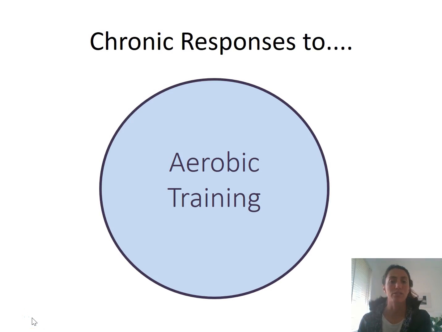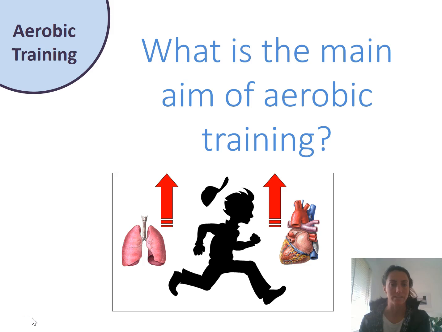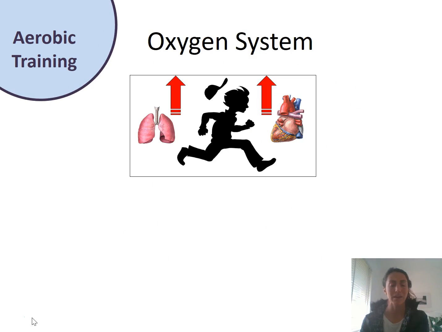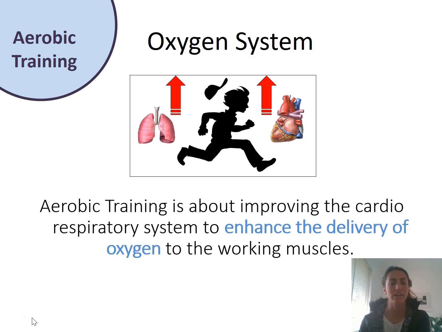So now we're going to look at chronic responses that occur as a result of aerobic training, and this is the really important one. So you have to think, what is the main aim of aerobic training? Basically, aerobic training is about improving the cardiorespiratory system, essentially all about enhancing the delivery of oxygen to the working muscles. How can we get more oxygen to our working muscles? So we're going to be looking at our respiratory system and our circulatory system.